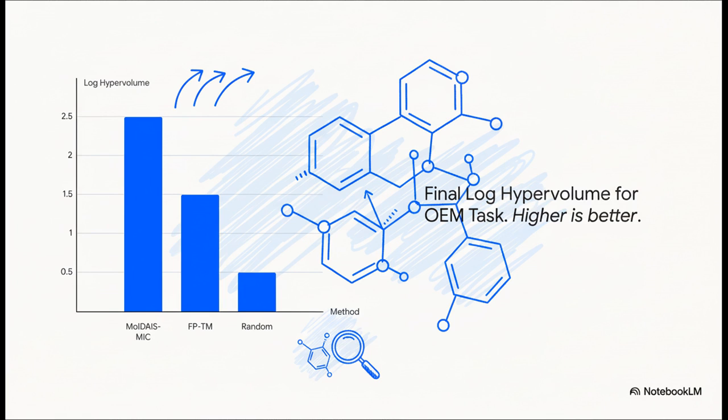The chart displays the final log hypervolume, which is a key metric for evaluating the quality of the set of trade-off solutions, known as the Pareto front. As you can see, the MolDAIS mix variant achieves a substantially higher hypervolume compared to a fingerprint-based method and random search. This indicates that it finds a better and more diverse set of solutions that balance the competing objectives.